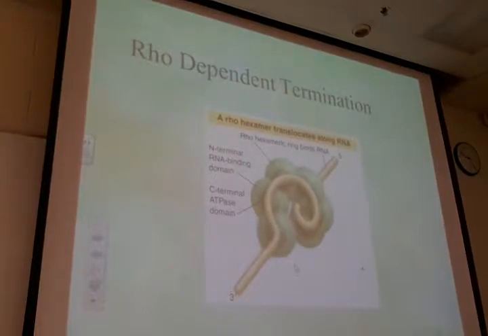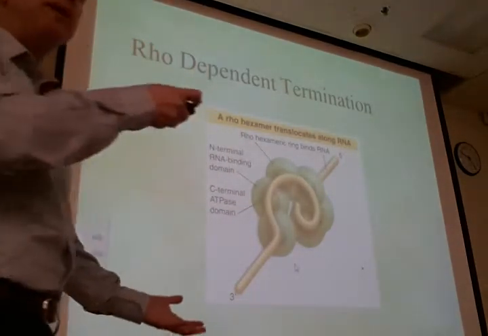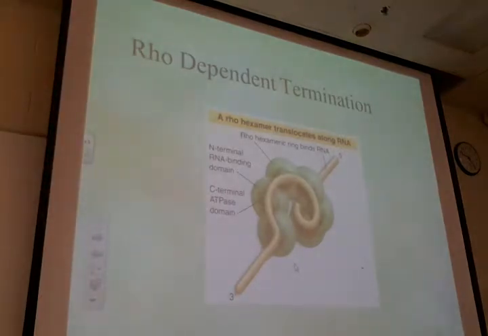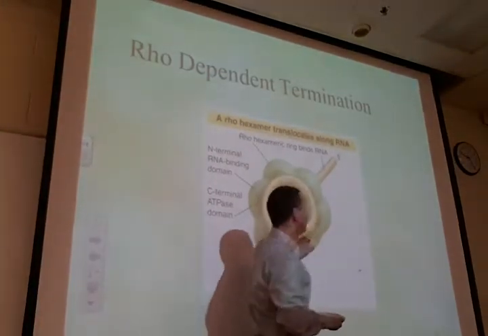One of them, I guess this is the one we're starting with, is called rho-dependent termination. So in this type of termination, we do need an extra protein, and that protein is called rho. So hence rho-dependent. It's dependent on rho. And rho is, as you can see here, a hexameric protein. There are 6 subunits. 1, 2, 3, 4, 5, 6.